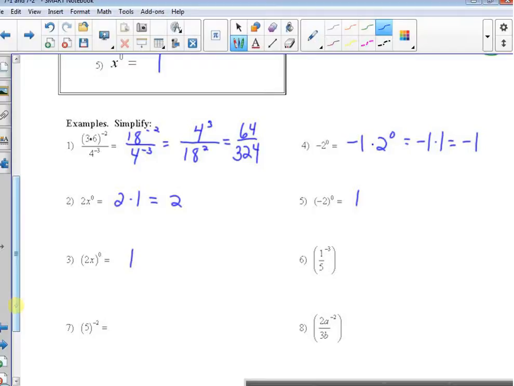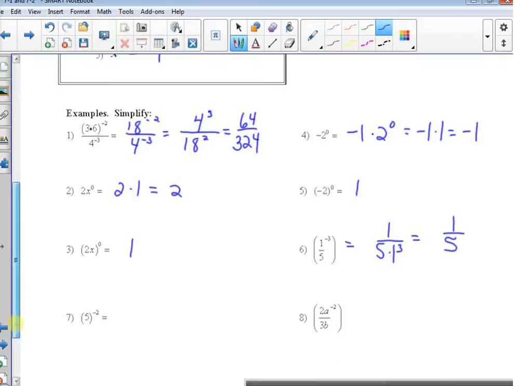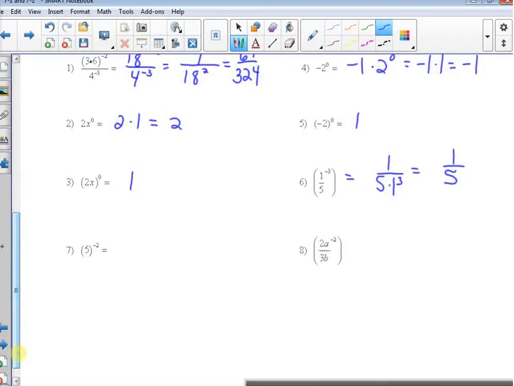Number 6, all right, so this one is going to be 1 over 5 times 1 to the 3rd. You just take that 1 to the negative 3, bring it to the bottom, and you get 1 over 5 times 1, which is just 1 over 5. Number 7, 5 to the negative 2 is 1 over 5 to the positive 2, which is 1 over 25. Just using the rule.